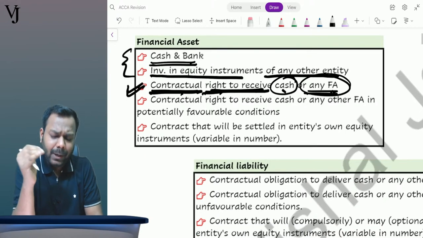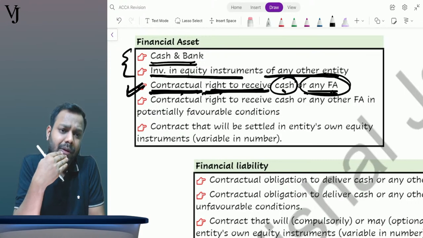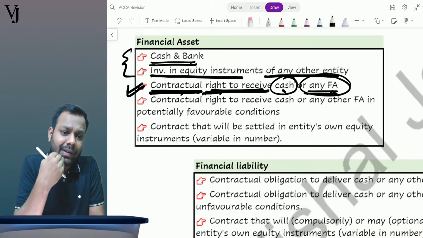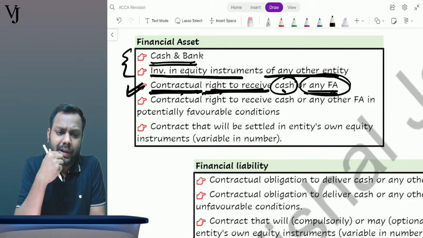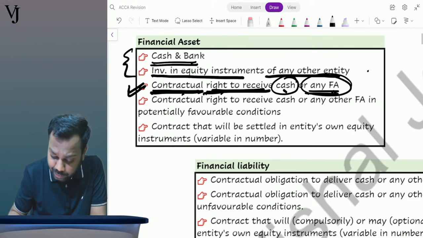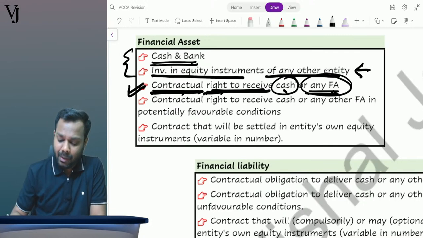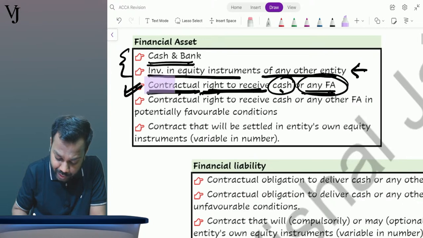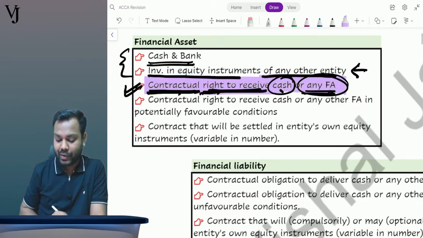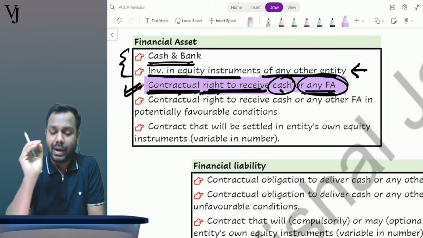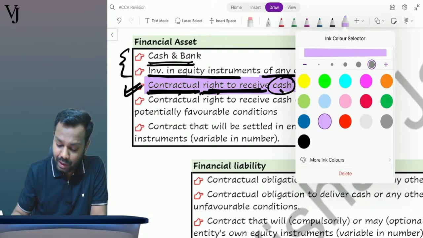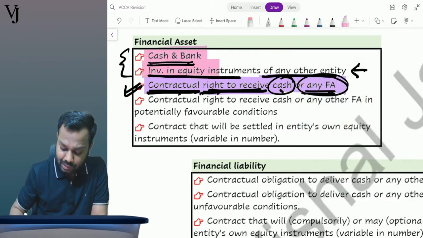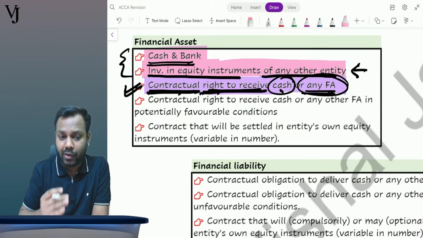Now, when it comes to equity, well, let's suppose I invested in the equity shares of Reliance. It is not certain that I will receive a fixed amount of money after a certain period of time, right? So that's the reason why this is specifically included as part of financial assets, because it was not covered as part of the general definition of financial assets. This is the general definition of financial asset: the contractual right to receive cash or any other financial asset. And these two, cash and bank and equity investments, are specifically included in the definition of financial asset.